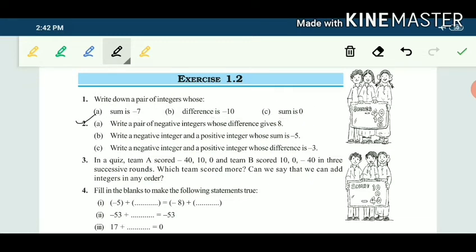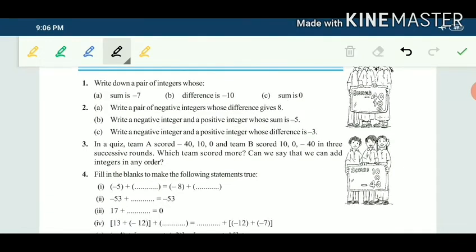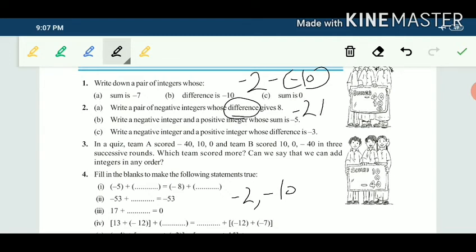Second question. Write a pair of negative integers whose difference, whose subtraction, gives the answer 8. Take two negative integers, minus 2 and minus 10. We have to find the difference. Minus 2 minus minus 10. Minus minus becomes plus, so it is minus 2 plus 10, which is 10 minus 2, that is 8. So that is the answer.